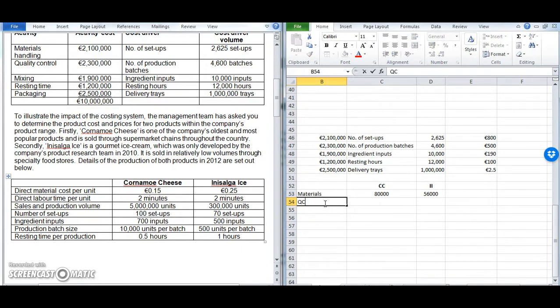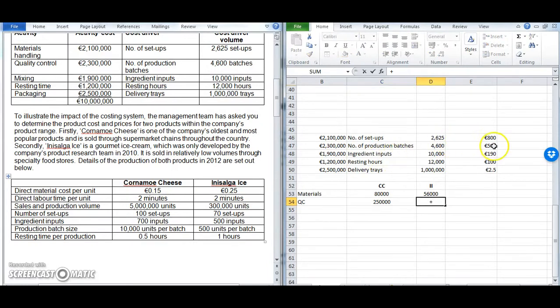So we call it QC. This driver is based on the number of batches. So for every batch, it's costing 500. All right. So 500 per batch times, now are we told the number of batches here? We're actually not told the number of batches. We're told the number of units and the number of units per batch. So again, just a bit more difficult in terms of figuring out how do you actually calculate it. So it's 5 million over 10,000 means the number of batches for Cornamo cheese is actually 500. So you're allocating 250,000 towards Cornamo cheese.